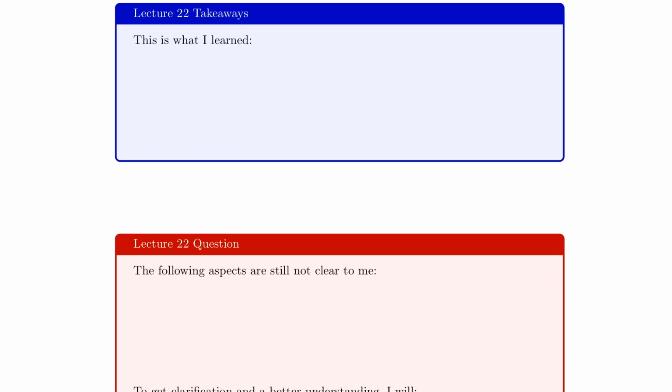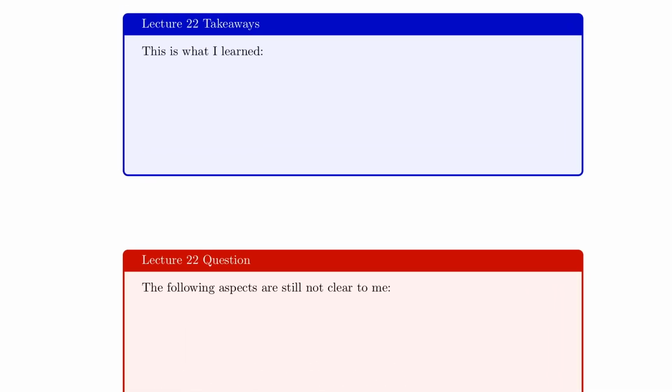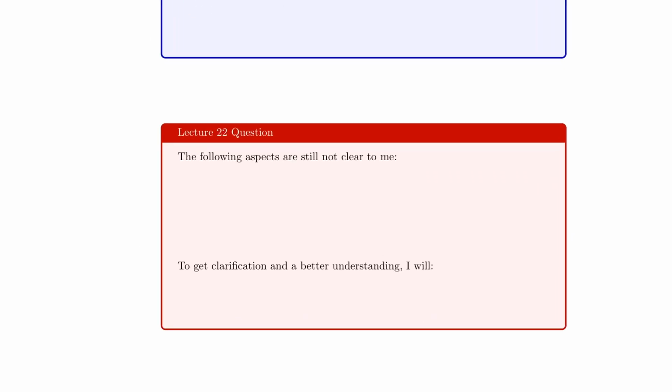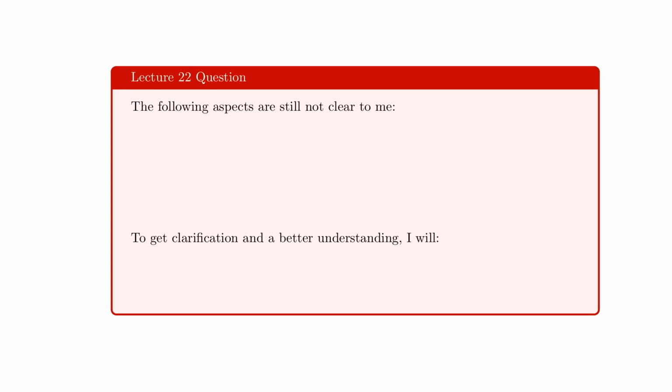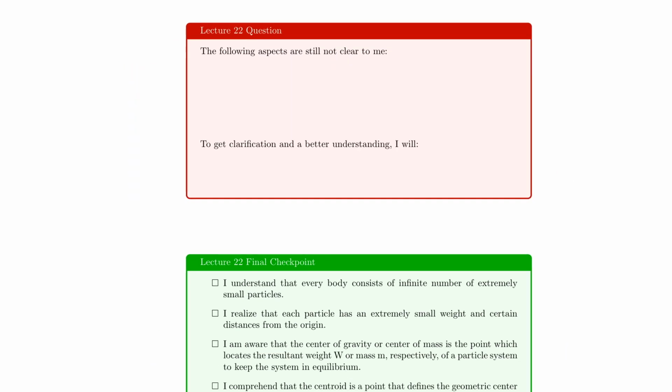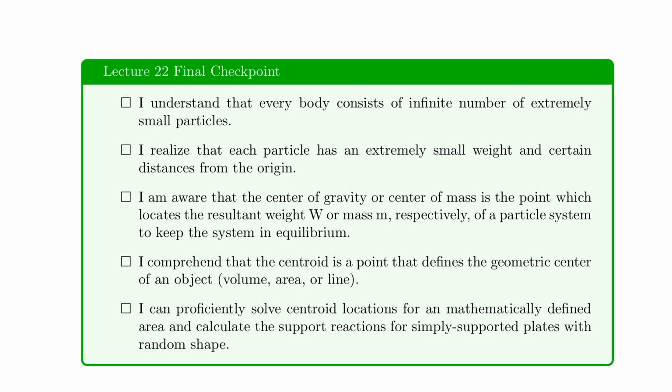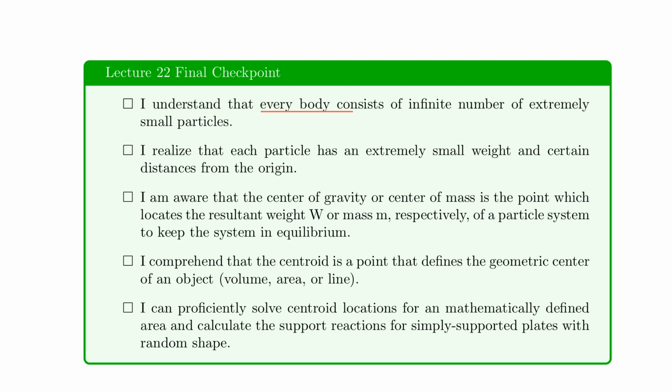Let's do it together. Of course, first, you only know what your takeaways were, and please clarify those for you. Also, please ask yourself what didn't you understand and which parts still need clarification. But ultimately, what you need to take away from this is that everybody consists of an infinite number of extremely small particles or infinitely small particles. We understand that, right? They also have a super small weight and they have a certain distance from the origin. That is important. You understand that.